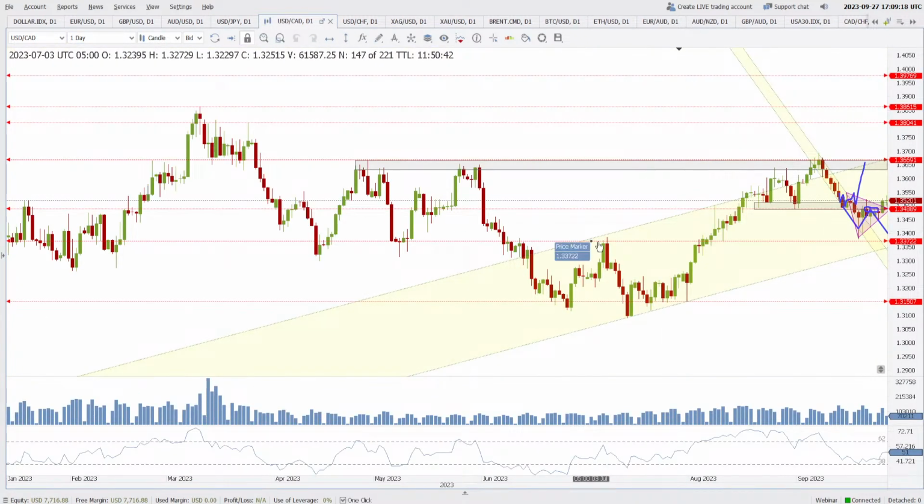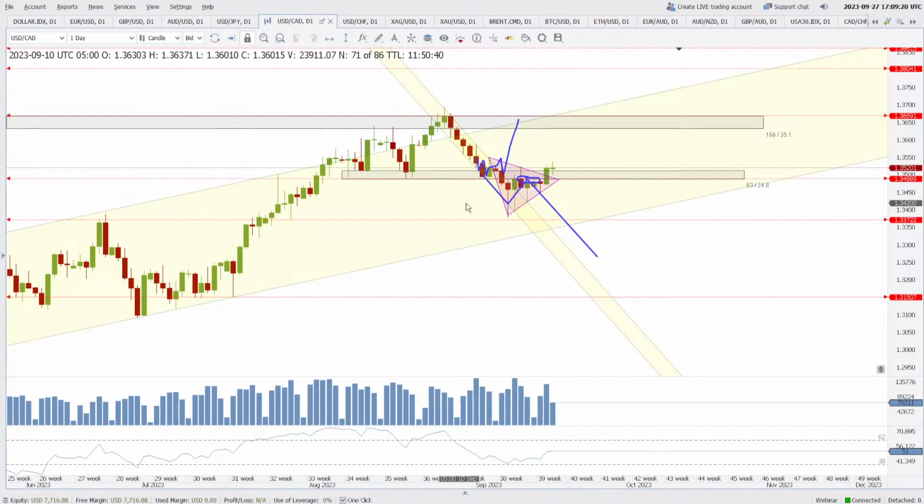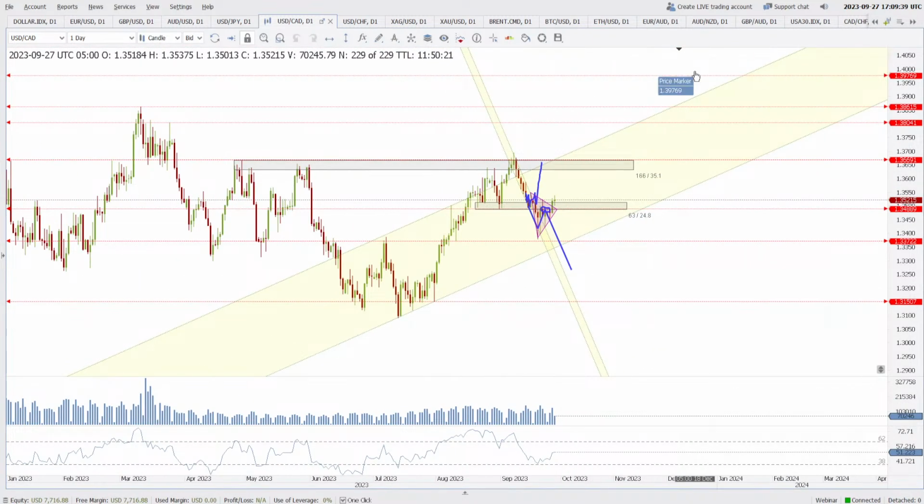US dollar against the Canadian one has finally given us a close above this zone of resistance. Well, now it has stuck between these two zones. The one is zone of resistance, which may now act as a support, and the next resistance is around 1.3669 area. So the price may get stuck in these two areas before it moves further to the upside. So this can be seen as a shoulder, a head, and a shoulder again.